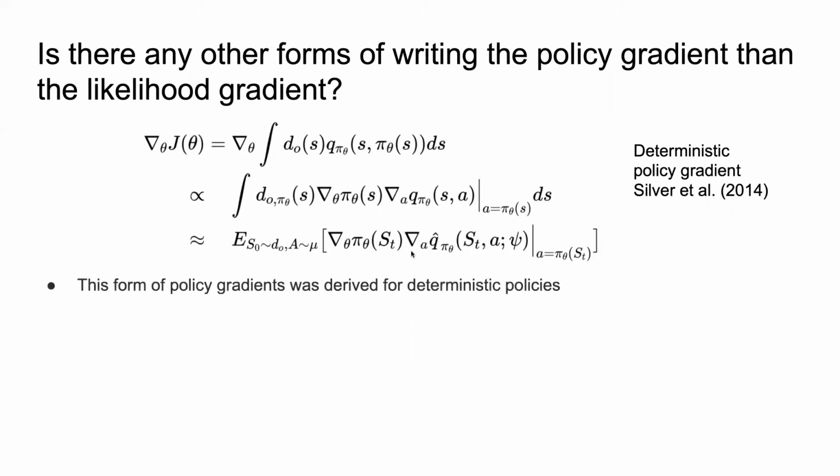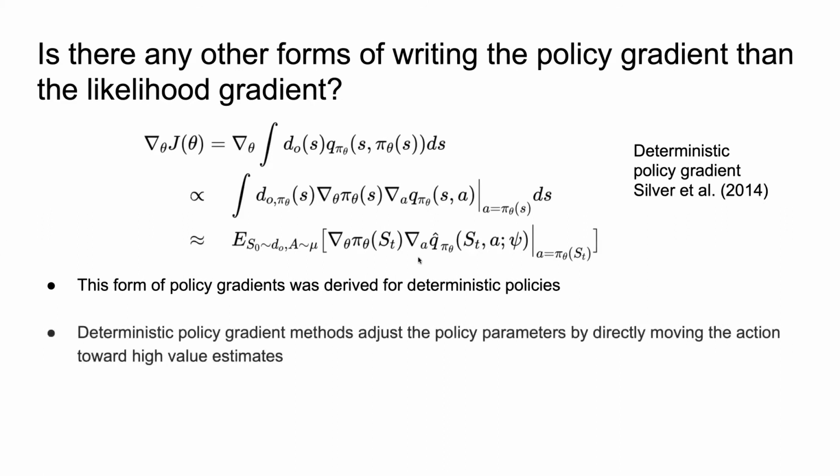So this was derived for deterministic policies. And the intuition here is that this way of estimating the gradient will adjust the policy parameters by directly moving the action toward high value estimates. If you change the action, it will change. You don't have to look at the whole rollout to understand the consequence of an action. You can directly look it up using your action value estimate. You give the action as an input, you readily see the action value estimate, and as it's a continuous action, you can smoothly move the action toward a region where you have higher value. That's how it works, and it has at least empirically been shown to have more sample efficiency.